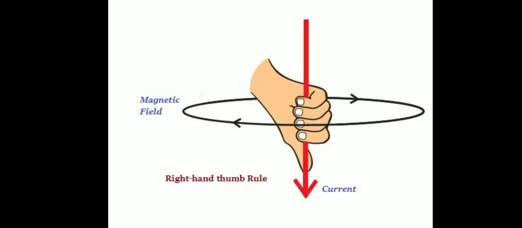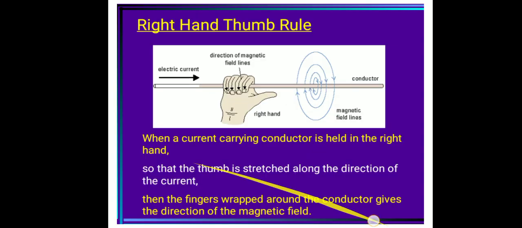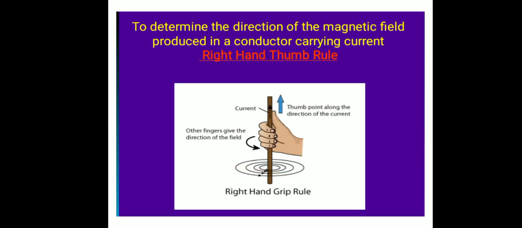If you change the direction of the current, the direction of the magnetic field lines also changes. In this case, as you are seeing here, the direction of the magnetic field is clockwise, and here when the direction of the current is changed, the direction of the magnetic field lines is anti-clockwise. So when you change the direction of the current, the direction of the magnetic field lines also changes.